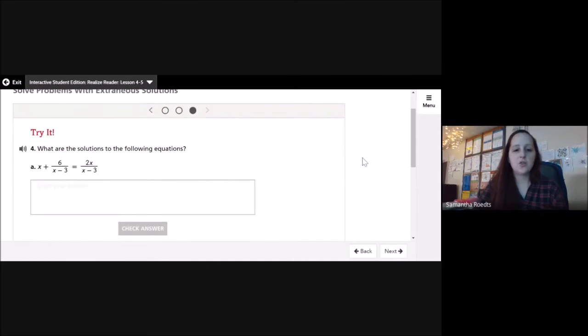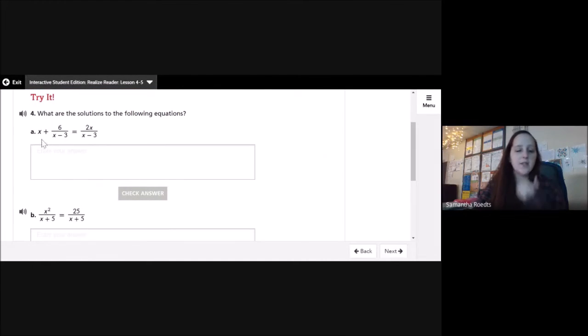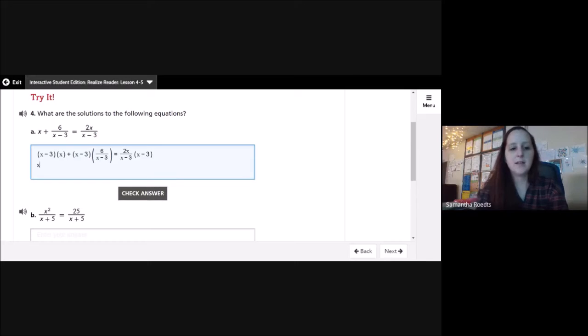All right, so let's go ahead and try these problems out. First one I have is x plus 6 over x minus 3 equals 2x over x minus 3. So I need to multiply everything times x minus 3. When I do that, I get x squared minus 3x plus 6 equals 2x. Okay, so the x minus 3 and the x minus 3 cancel.